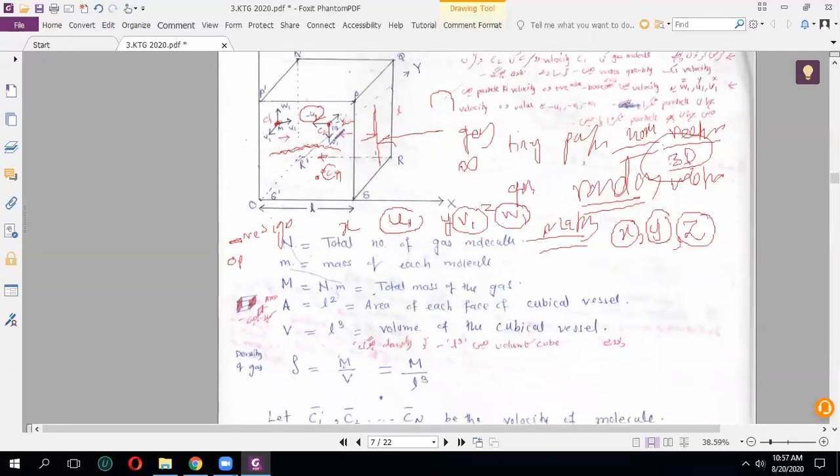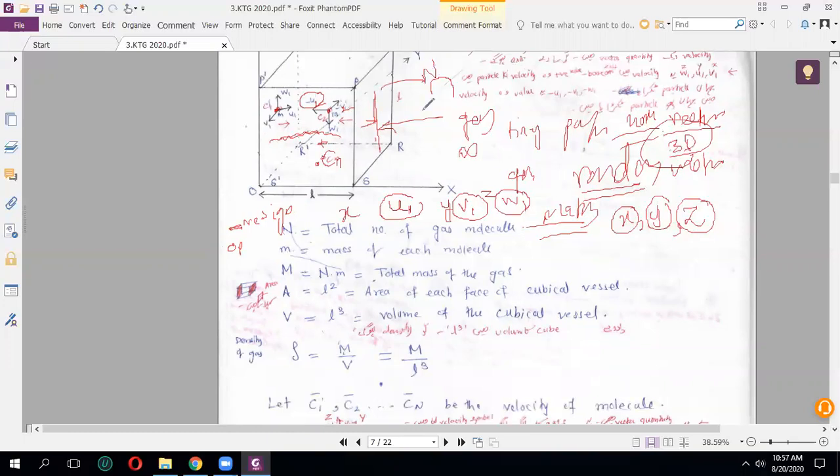Okay, in this gas container, capital N represents the total number of gas molecules. This gas container contains an infinite number of gas particles. The total number of gas particles we represent by gas molecules. Small m represents each gas particle's mass. So what about capital M? Capital M represents the total mass of the gas. That means capital N multiplied by small m represents the total mass of the gas.